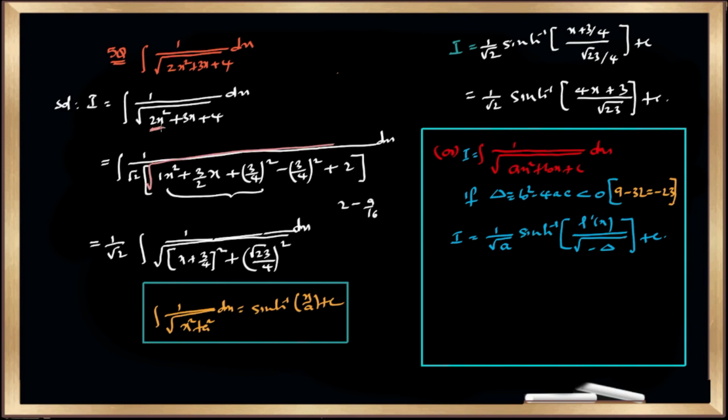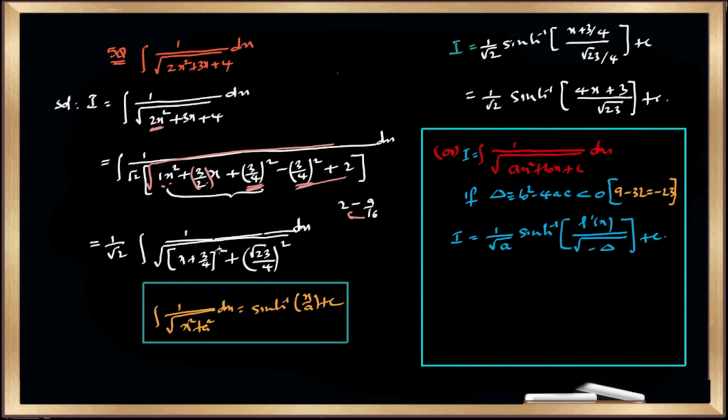Next. If you take 2 common, 2x square becomes 1x square, 3x becomes 3x by 2. Now what is the x coefficient? That is 3 by 2, and half of 3 by 2 is 3 by 4. For making a perfect square, we have to add (3 by 4) whole square and subtract (3 by 4) whole square. Now the first three terms are in the form a plus b whole square, a square plus 2ab plus b square. So (a plus b) whole square, (x plus 3 by 4) whole square. Now these two, 2 as it is, minus (3 by 4) whole square means minus 9 by 16. 16 2s are 32. 32 minus 9 is 23 by 16. This 23 by 16 we have to express as a square. So we can write (root 23 by 4) whole square.